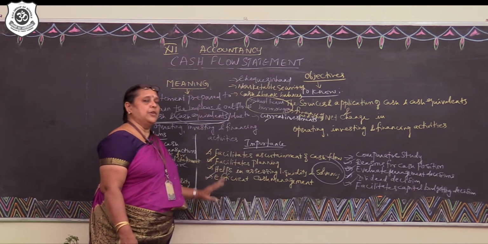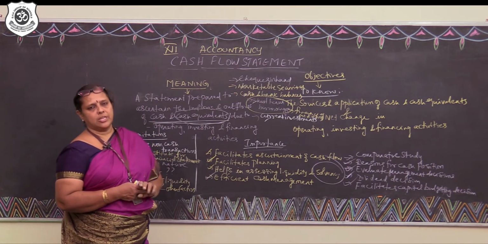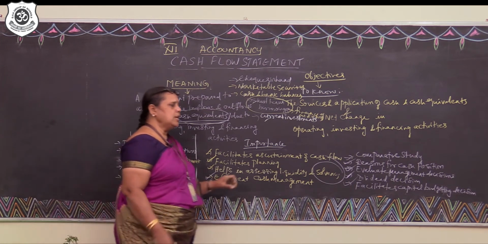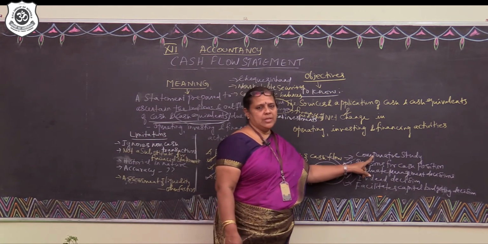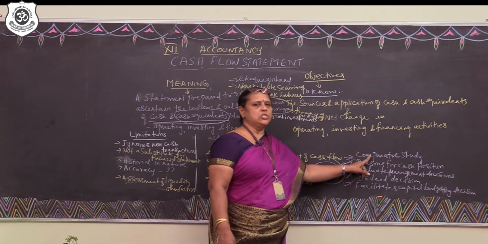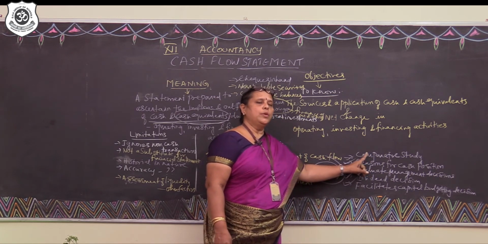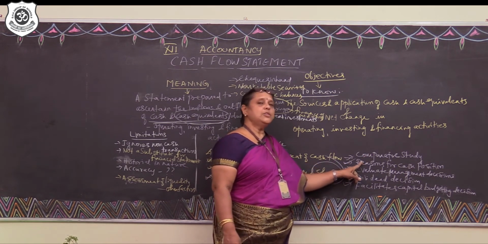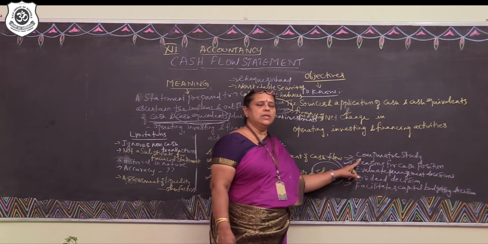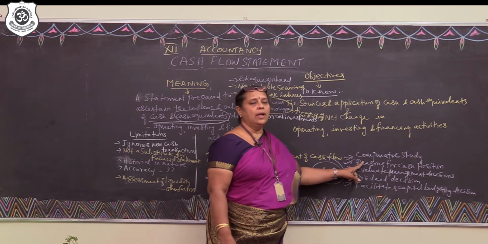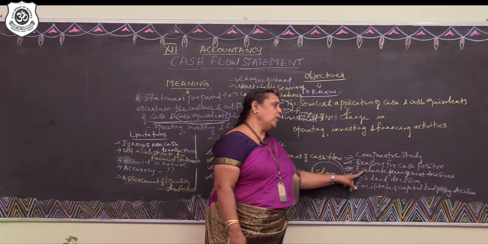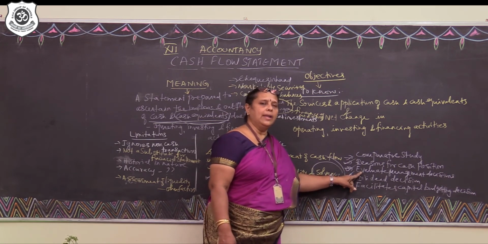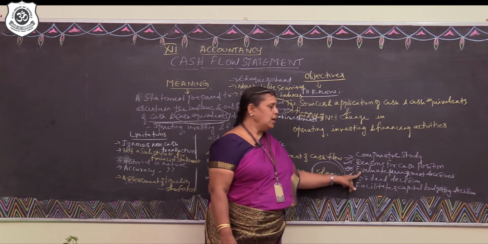Then it facilitates efficient cash management. Proper cash management can be done if there is a proper cash flow statement. Then a cash flow statement facilitates comparative study. So comparing between the same organization of the previous year and the current year, or between one organization and another organization. Fine. The next one is reasons for cash position. To know what is the reason due to which there is an increase or decrease in cash and cash equivalents. Then to evaluate the decisions taken by the management, whether they are going in the right direction or not, the cash flow statement is very helpful.